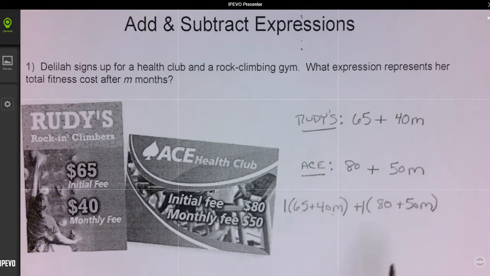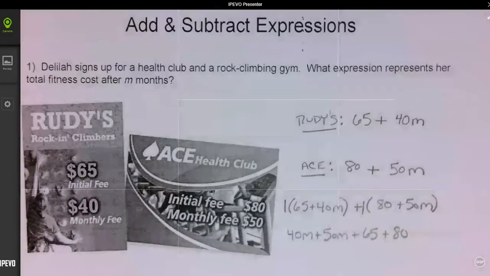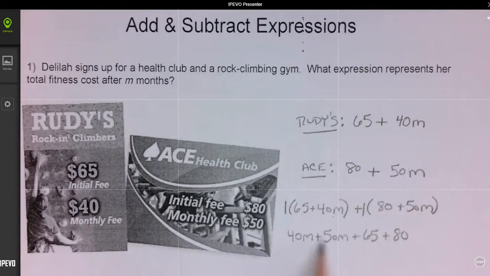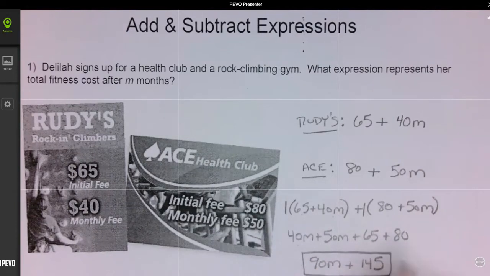We're going to rearrange our terms so that our similar terms are together. So we're going to have 40M plus 50M plus 65 plus 80. And now I'll combine my similar terms. 40M plus 50M is 90M. And if I add the constants, 65 plus 80, that's plus 145. And so this expression right here represents her total fitness cost after M months. She's paid a total of $145 in initial fees, and between the two places, she's paying $90 per month.